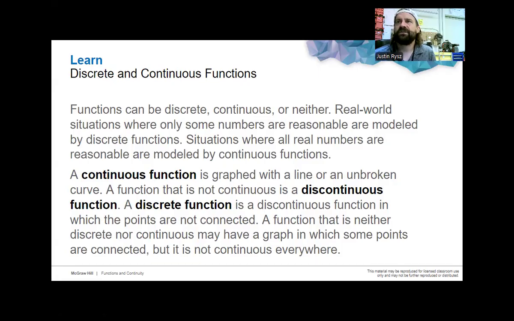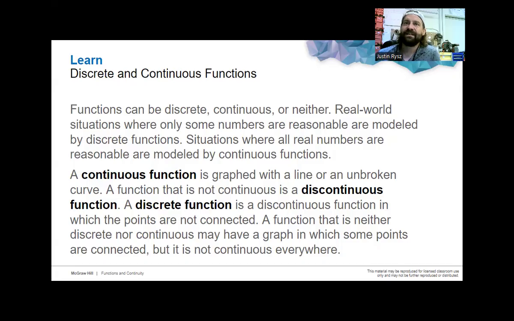Situations where all real numbers are reasonable are modeled by continuous functions. So something where you could have decimals or everything in between would be continuous functions. A continuous function is graphed with a line or an unbroken curve. A function is not continuous, or is a discontinuous function, if there is a break in it. A discrete function is a discontinuous function, so there are breaks in it, but it is made up of connected points. You can kind of see point values going through.